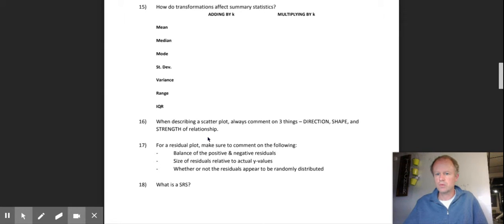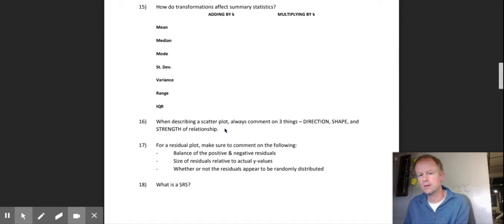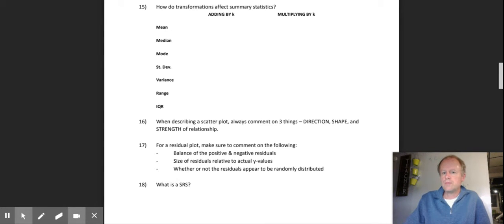We talk about the direction, the shape, and the strength of the relationship. We hadn't gotten into bivariate data when we left this year in March. It was the next unit, so we missed quite a bit of that, but that was week 1 and week 2, maybe even week 3 on the assignments that you did already. Number 17. For a residual plot, make sure to comment on all of these things.